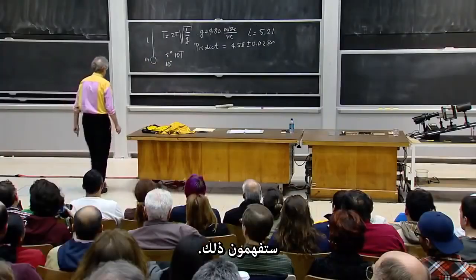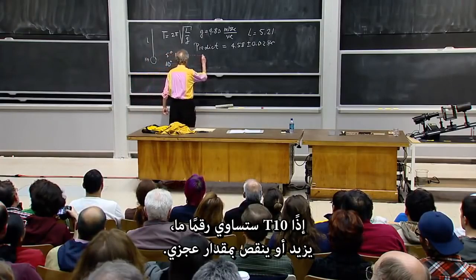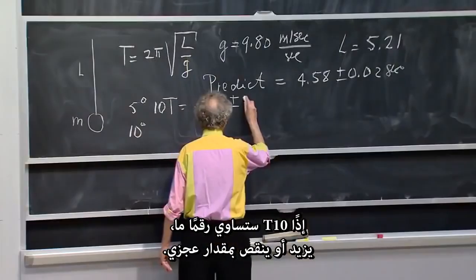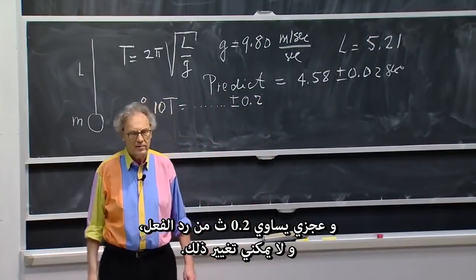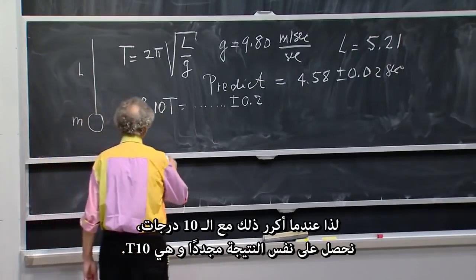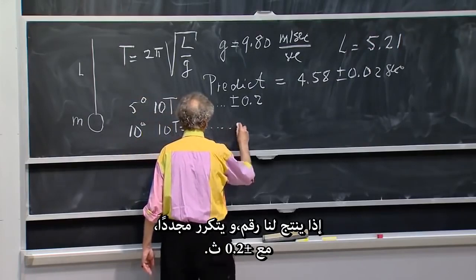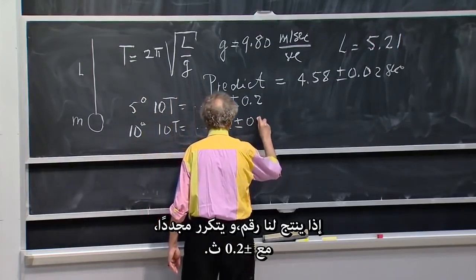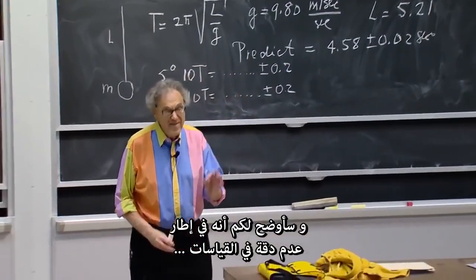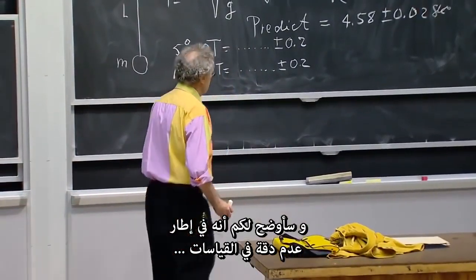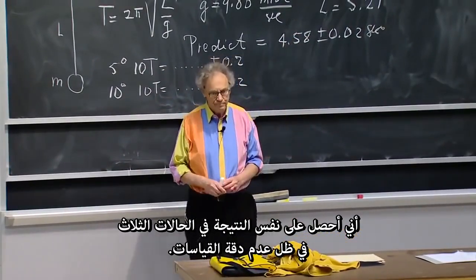So the 10t is then going to be some number plus or minus my own inability, which is my 0.2 seconds reaction time. I can't change that. And so then I do it at 10 degrees, and then we get again 10t. We get a number, and then we get again plus or minus 0.2 seconds. And I'm going to demonstrate to you that within the uncertainty of the measurements, I get the same numbers in all 3 cases, within the uncertainty.